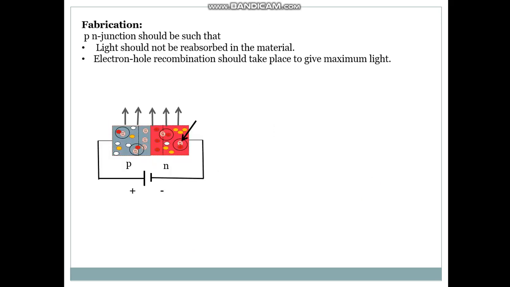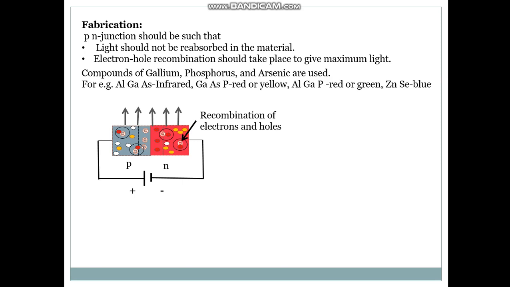That's the structure. Now let's see the fabrication of the PN junction. It should be such that light should not be reabsorbed in the material. The electron-hole combination should take place to give maximum light. Compounds of gallium, phosphorus, arsenic are used. For example, aluminium gallium arsenide gives infrared light. Gallium arsenic phosphide gives red or yellow. Aluminium gallium phosphide gives red or green, or zinc selenium gives blue.